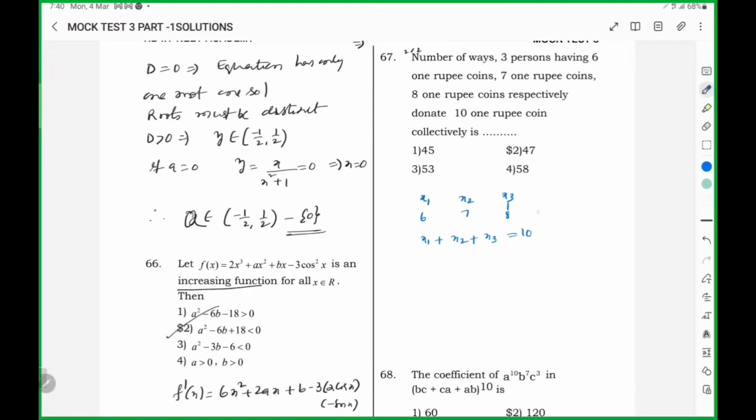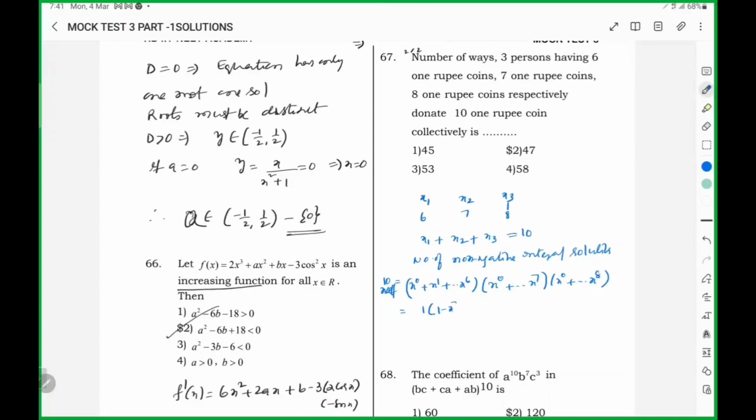So here it's the number of non-negative integral solutions. Integral solutions will give us the correct answer, but x1 has a restriction up to x power 6, and x power 7. In this, we have to find the x power 10 coefficient.